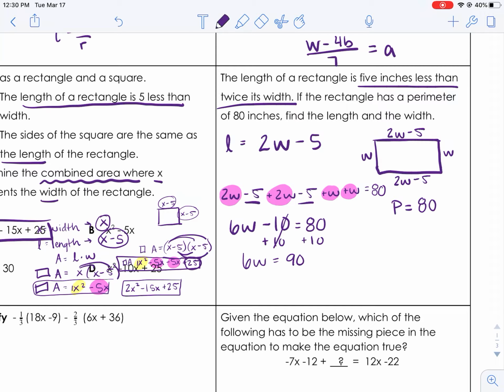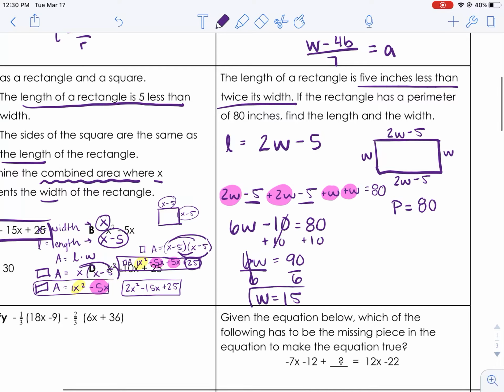And if we want to solve for w, we are just going to have to undo what's being done. So we're multiplying. We're going to have to divide by 6. So w is going to equal 15. Now we're not done yet. That just tells us what w equals.